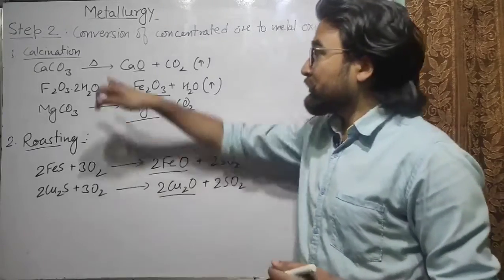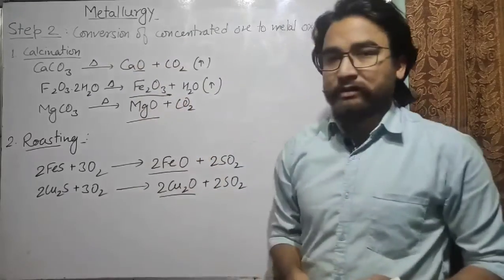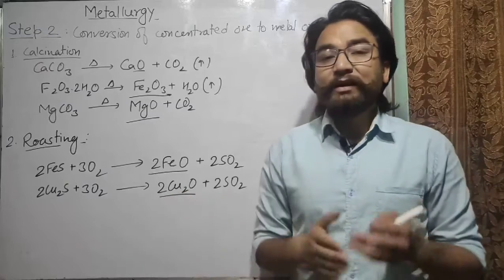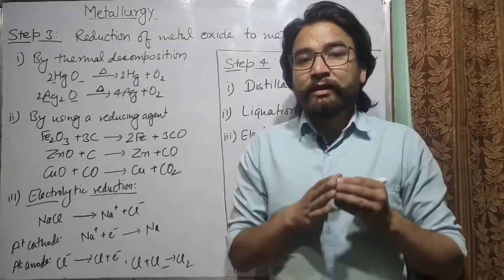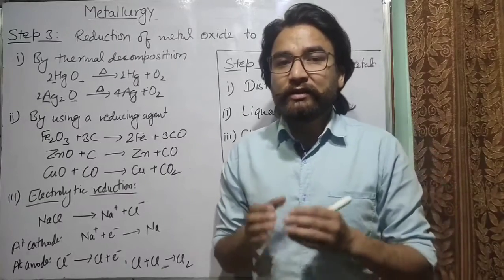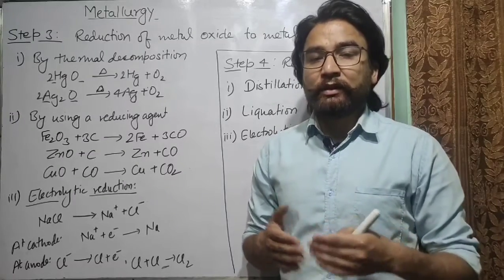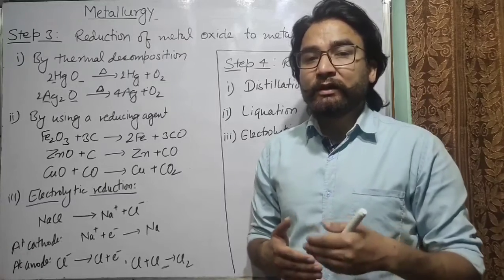Now after the second step, we get the metal oxide, and we will move to the third step, that is the conversion of metal oxides to metal. The third step is reduction of metal oxide to metal. So once we get the metal oxide, it is reduced to metal with various processes. So the method which is feasible or which is convenient can be used.